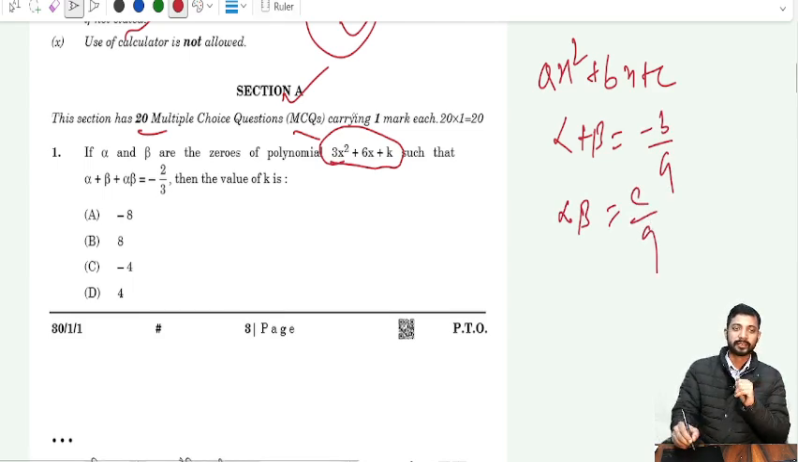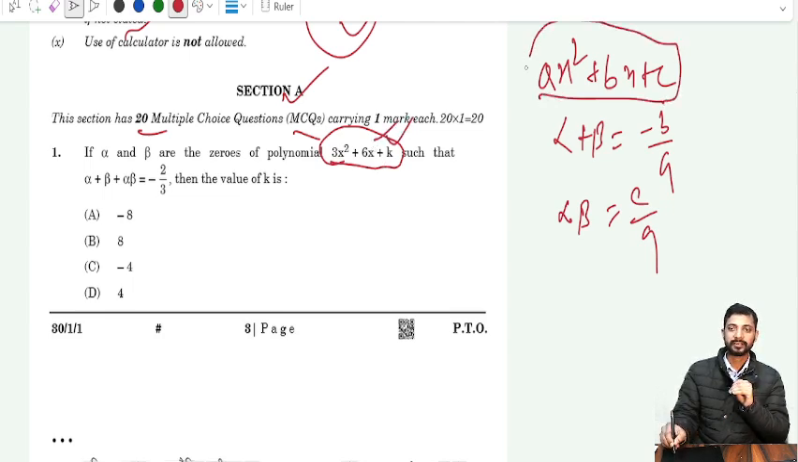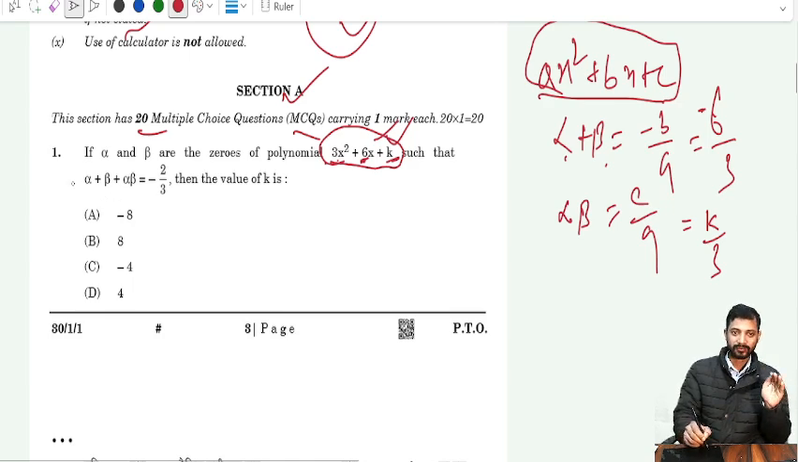So here compare this polynomial with the standard format. Then you will find the value of a is 3, the value of b is 6, and the value of c is k. So alpha plus beta is minus b by a, it means minus 6 by 3. Alpha into beta is c by a, c is k, a is 3. So alpha into beta gives you k upon 3. Now come to the next part of this question.